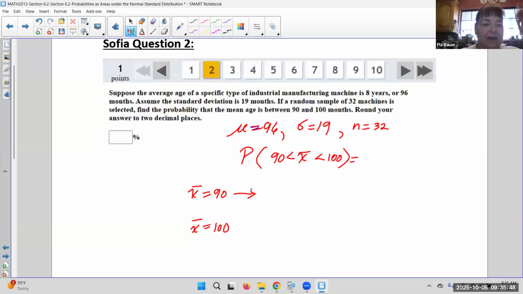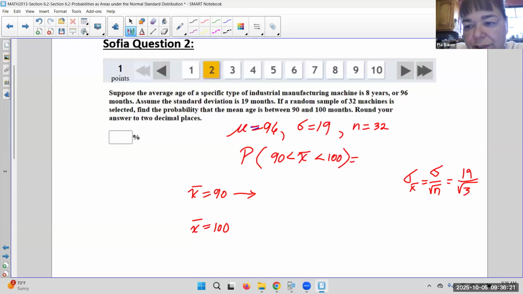Now, remember that your formula has been adjusted. The formula for the z-score is adjusted, so we may have to find this adjusted standard deviation or standard error of the mean first. So that would be 19 divided by the square root of 32.